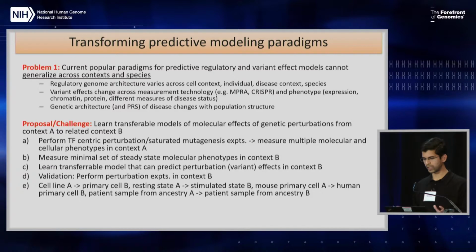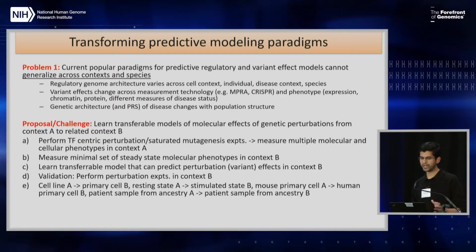And so the proposal here is reasonably concrete, and of course you can riff on this in many different ways. But the idea is to create a data set and then challenge computational models to learn transferable models of molecular effects of genetic perturbations from context A to context B. So examples of context A to context B could be cell line to primary cell, a resting state to stimulated state, a mouse primary cell to a human primary cell, or patient sample from ancestry A to ancestry B.